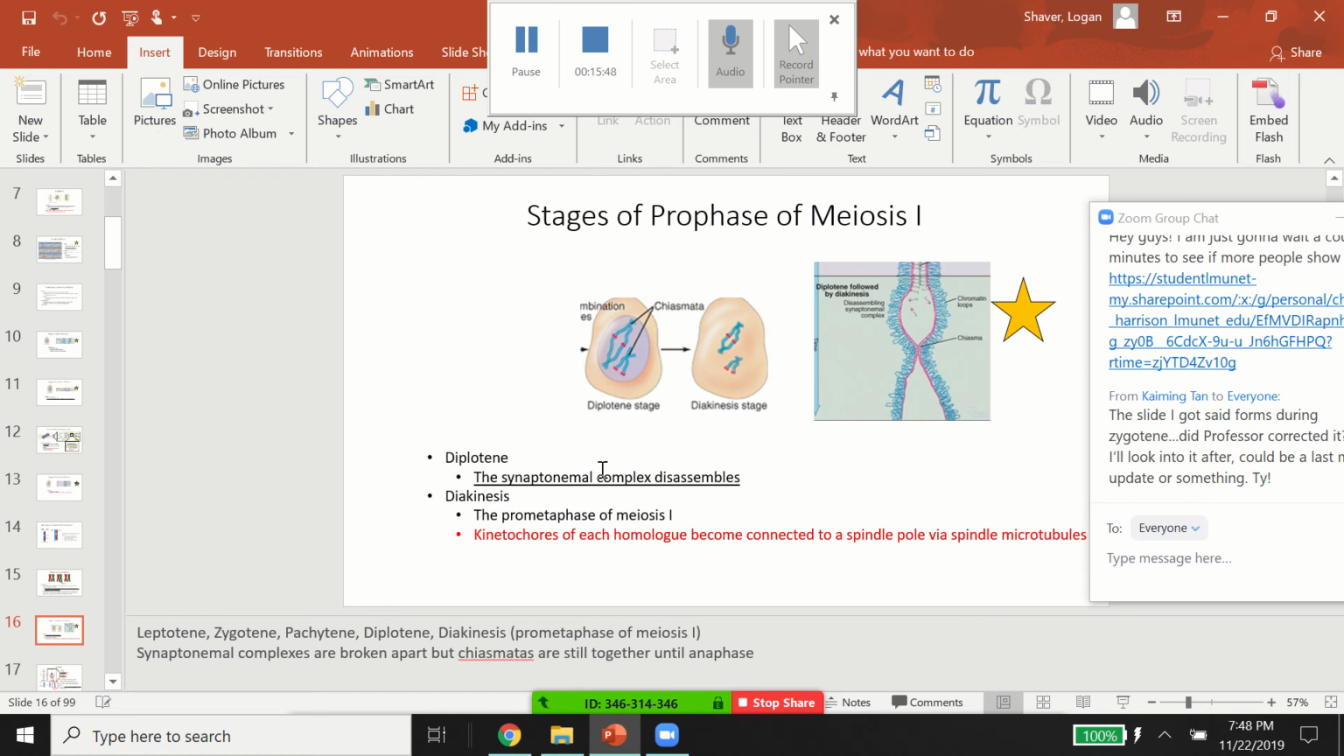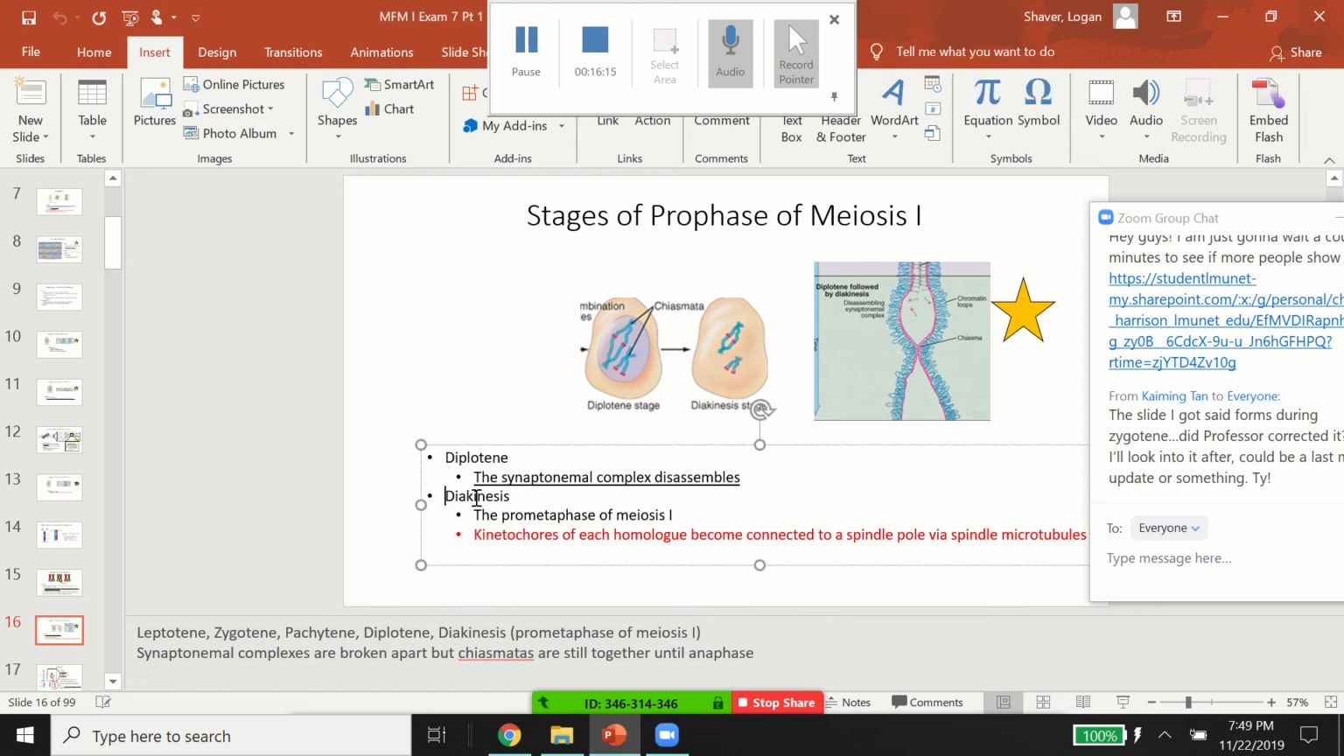Diplotene. So you remember those synaptonemal complexes that we formed from, I guess, zygotene. Not really sure, it depends on what your slide says. But anyway, in diplotene, the synaptonemal complex disassembles. Now it's disassembled after crossing over, right? Because you no longer need them being close together because you've already done crossing over, or homologous recombination, whichever you want to refer to it as.